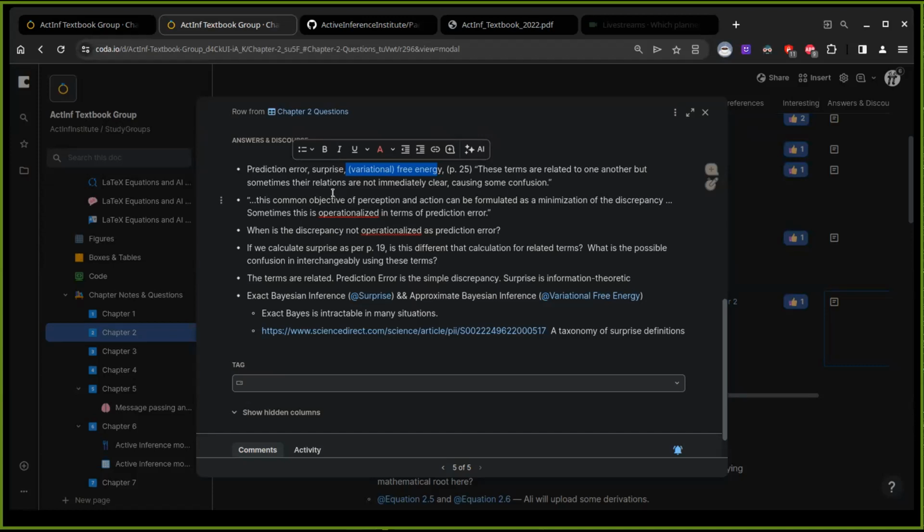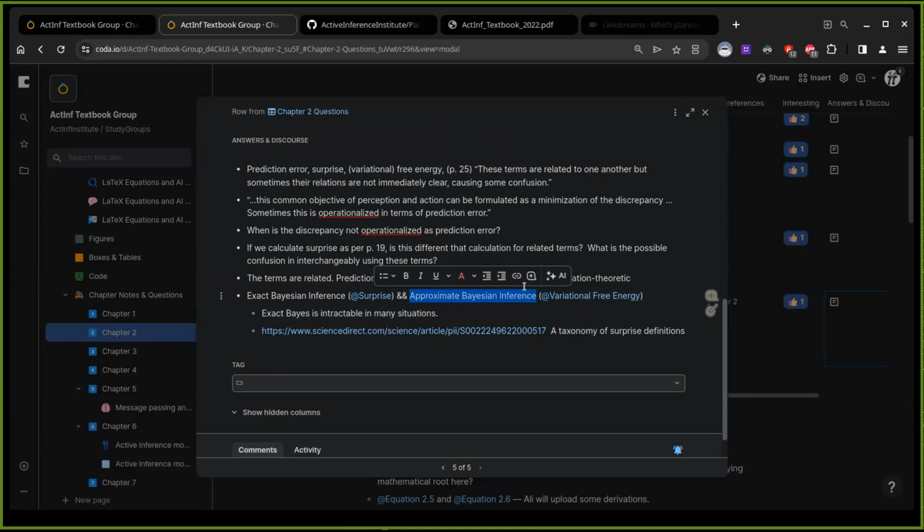So it's not exactly the same as surprise, but it's a bound on surprise. That's kind of the whole point. And it's lowest when all of these things are kind of in unison. And then Ali also highlighted that surprise is what is calculated in exact Bayesian inference, where model evidence is maximized via surprise minimization. However, where exact Bayesian inference is intractable, then we utilize approximate Bayesian inference.